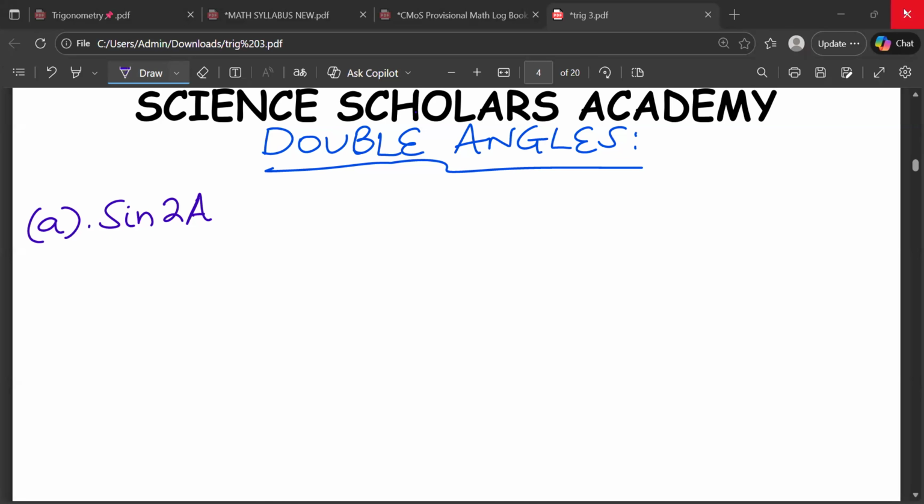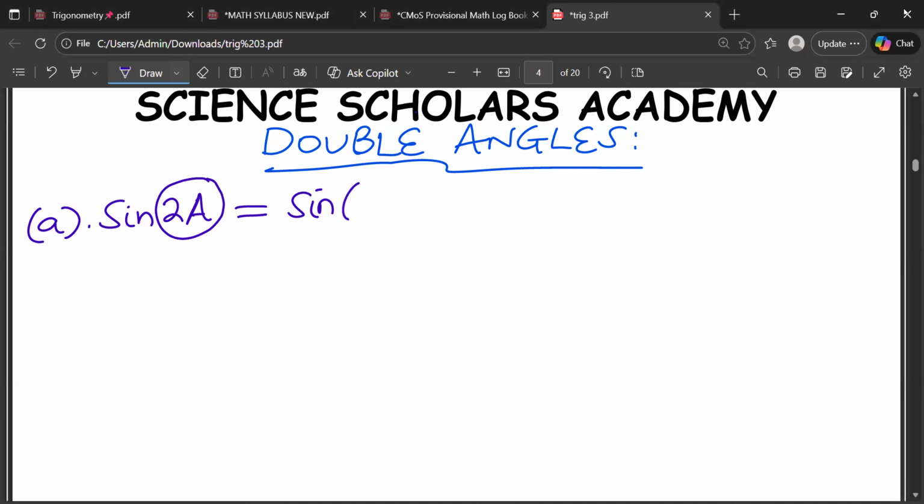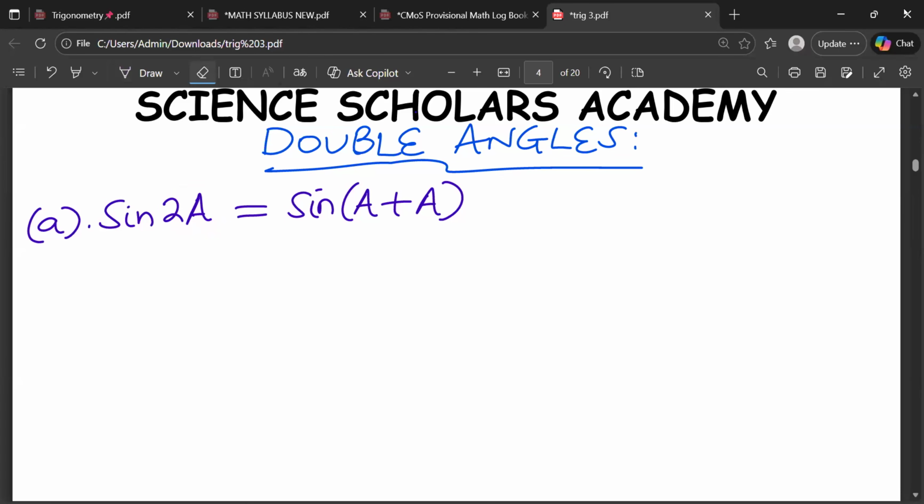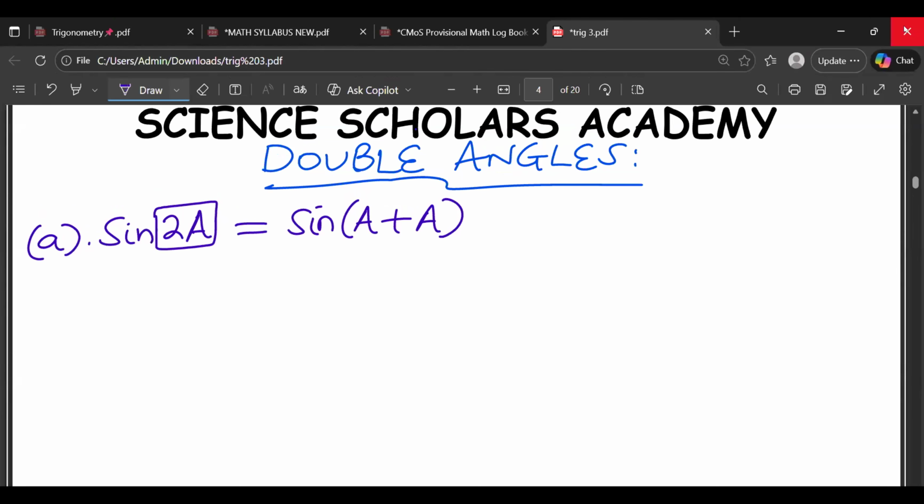When they say sine 2A, because of this 2A, you should at least appreciate that 2A is the same as A plus A. After appreciating that 2A is A plus A, now you apply what we call our compound angles. Even when that angle is the same, you stubbornly apply it. Break the 2A down into those two: sine of A plus A, because A plus A will take us back to 2A. So no rocket science there.